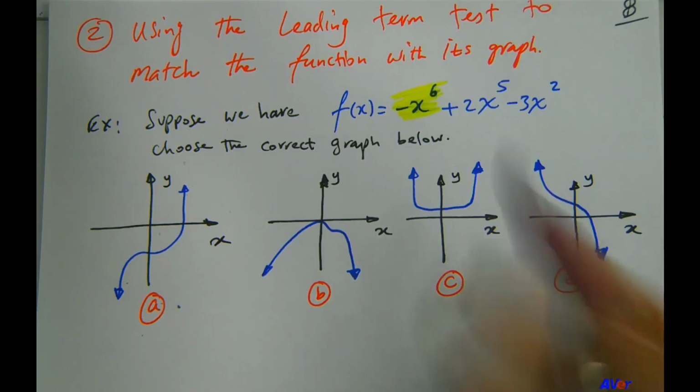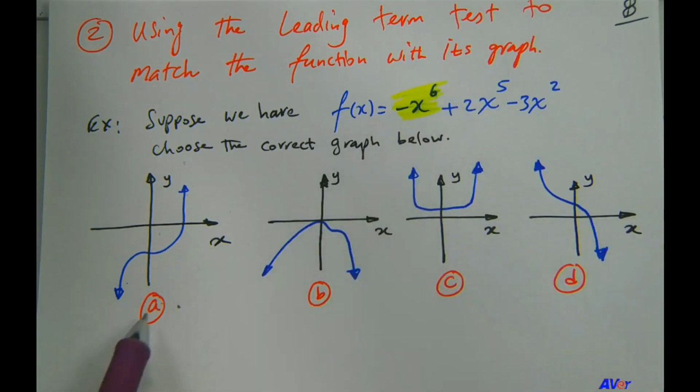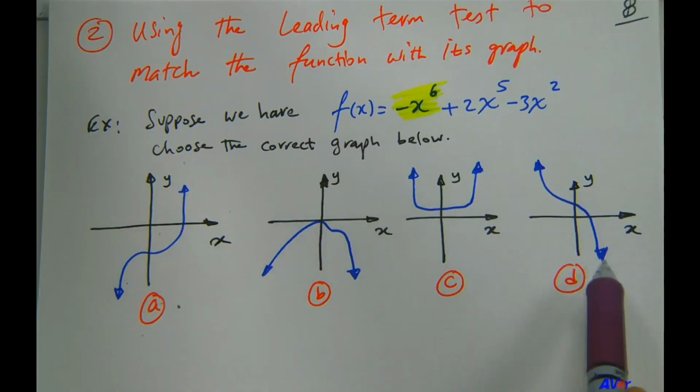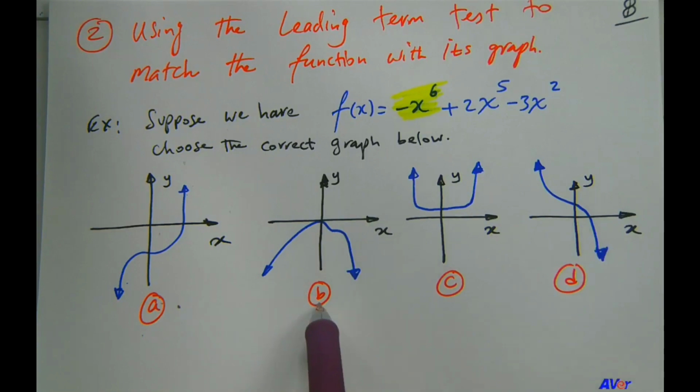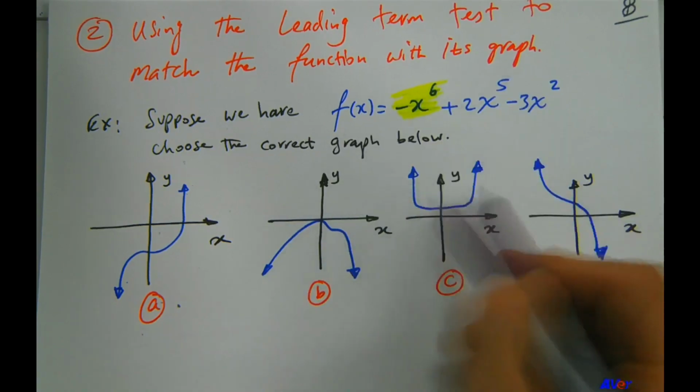Well, we know right away, first of all, because this is even, we know A and D are out of the question because the arrows are pointing in the opposite direction. So either it's B or C, right? Because this power is even. But which one? Is it this one or this one?